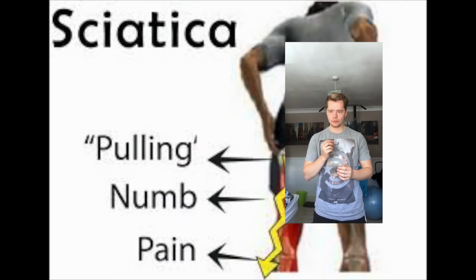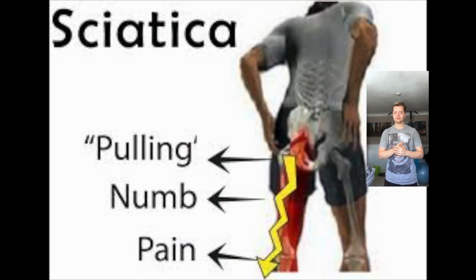And first of all, what is sciatica? Sciatica is the name given to any type of pain caused by an irritation or compression of the sciatic nerve. Now, the sciatic nerve is the longest nerve in your body, and it runs from your back to your pelvis, and also through your buttocks, and all the way down to both legs. So it ends at your feet as well.